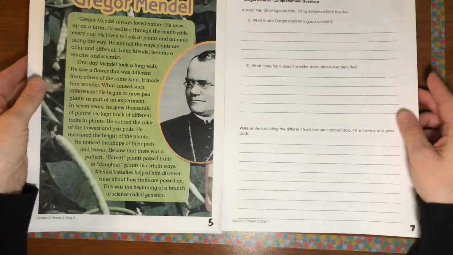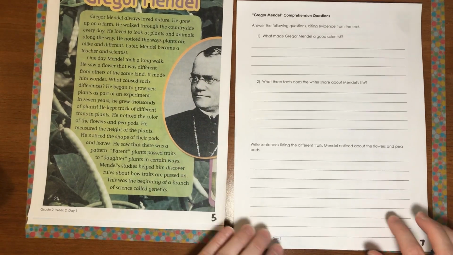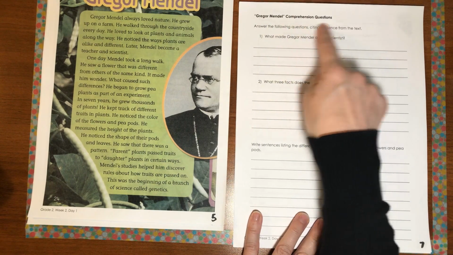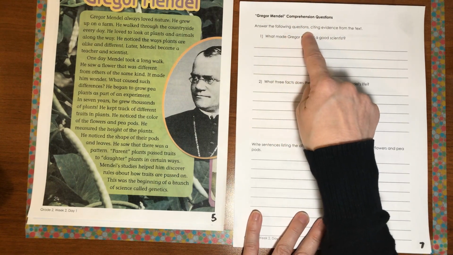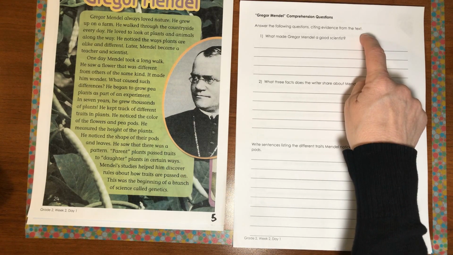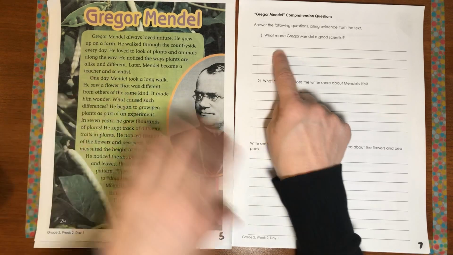All right, so we read it one time for understanding. Now let's take a look at the questions. The first question here, well, first we'll read the instructions. It says Gregor Mendel comprehension questions. Answer the following questions, citing evidence from the text. So what that means is we're going to have to go back into the text when we answer our questions.